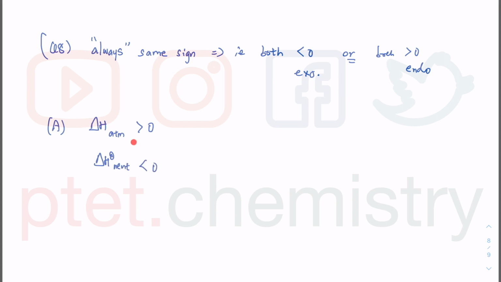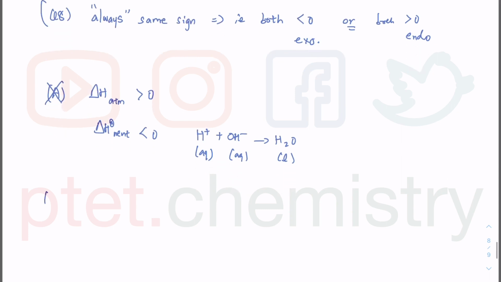In atomization, you're forming gaseous atoms from elements in standard states, so forming gaseous atoms always requires energy. Neutralization is basically H plus and OH minus. You are not breaking anything, you are just forming a new covalent bond between the H plus and OH minus. It's always going to be exothermic. So A cannot be the answer. They have totally different signs.